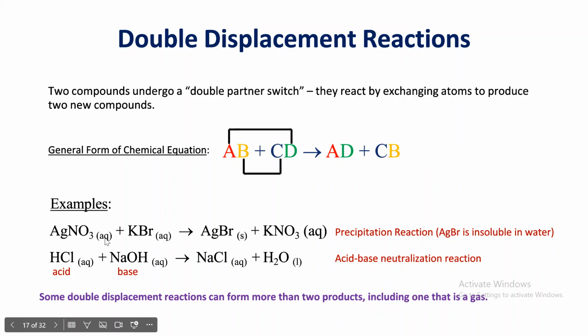And if we look here, we have AgNO3 (aq) and KBr (aq). Two aqueous solutions are mixing together, and as a result, we're going to get AgBr solid. This is our precipitation reaction. AgBr is a solid because it's insoluble in water, which means that it is not going to dissolve in water.